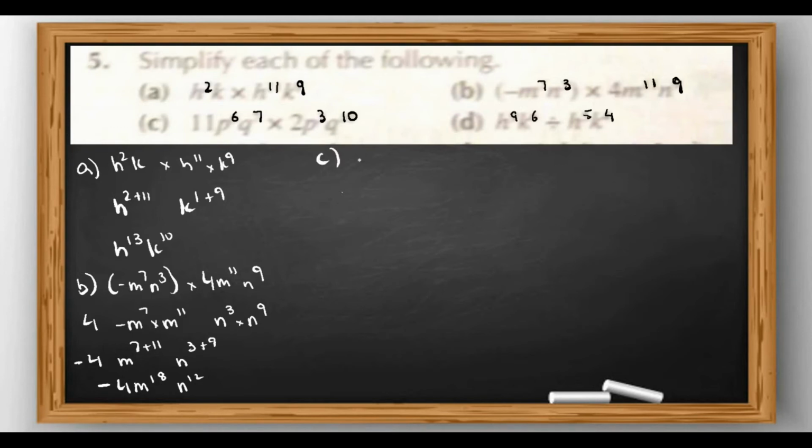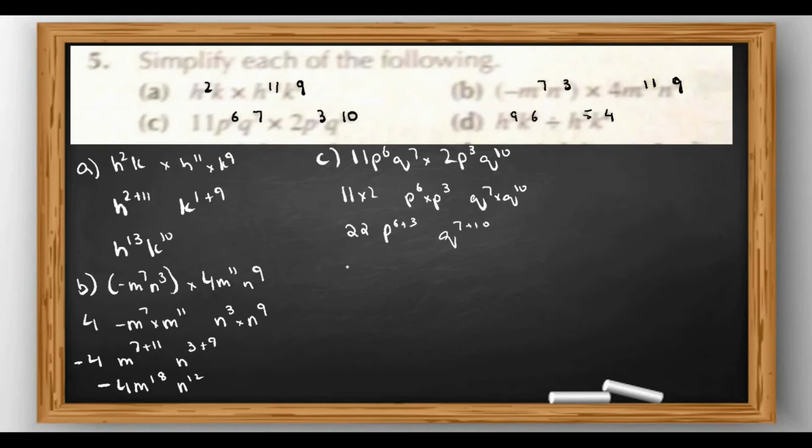Let's move on to part C. 11 p raised to power 6 and q raised to power 7 multiplied by 2 p raised to power 3 and q raised to power 10. First of all, simply multiply 11 with 2. p raised to power 6 multiplied by p raised to power 3 and q raised to power 7 multiplied by q raised to power 10. 11 2s are 22. p raised to power 6 plus 3 and q raised to power 7 plus 10. So your final answer would be 22, p raised to power 9 and q raised to power 17.